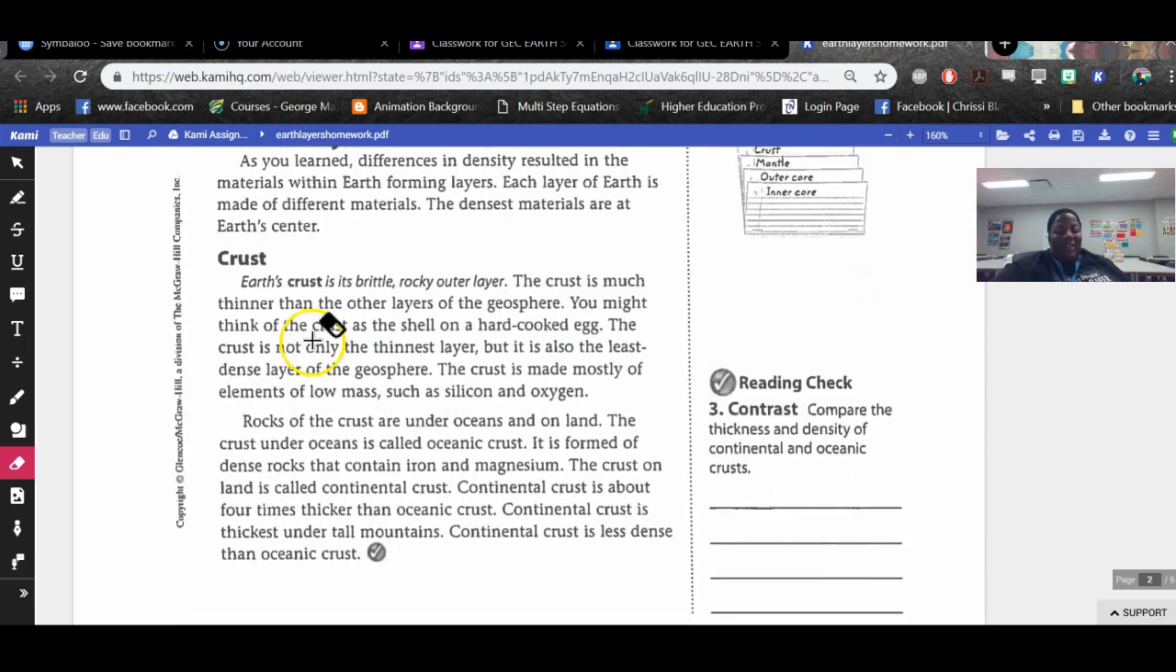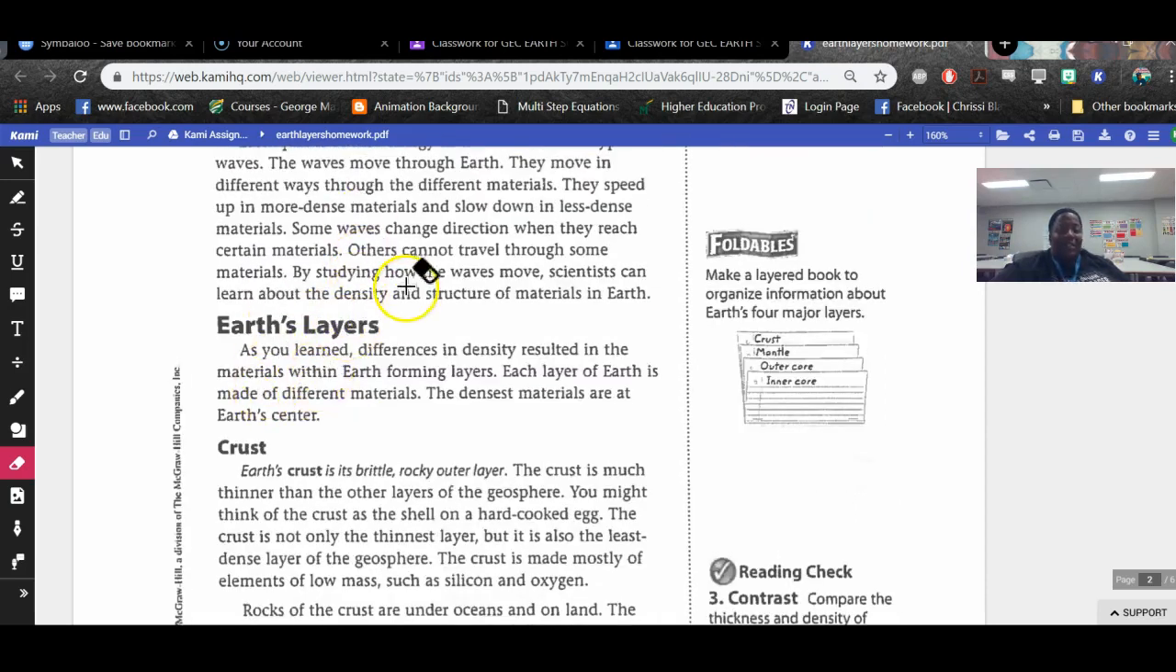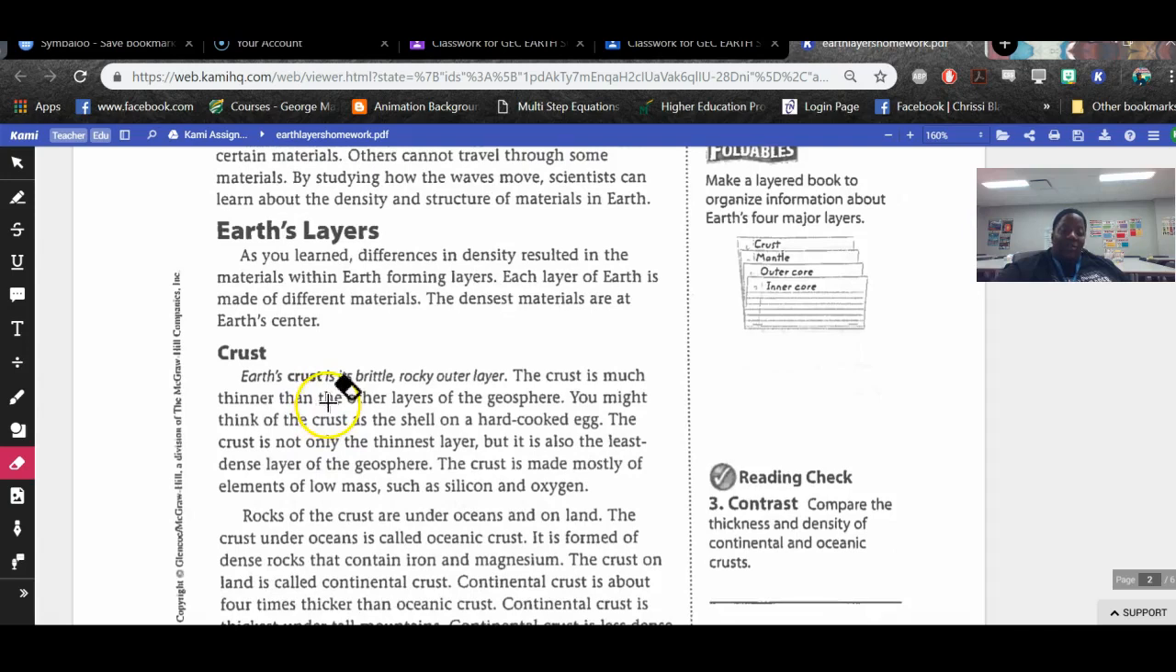All right, Earth's layers. Here we go. Going on to the next part, Earth's layers. As you learn, differences in density result in the materials within Earth forming layers. Each layer of Earth is made up of different materials. The densest materials are at Earth's center. Crust. Earth's crust is a brittle, rocky outer layer. The crust is much thinner than the other layers of the geosphere. You might think of the crust as the shell on a hard-cooked egg. The crust is not only the thinnest layer, but is also the least dense layer of the geosphere. The crust is made up mostly of elements of low mass, such as silicon and oxygen.